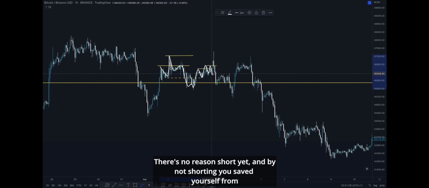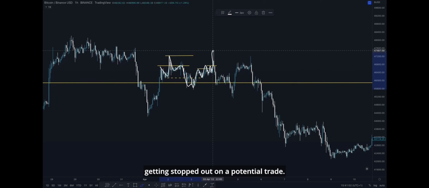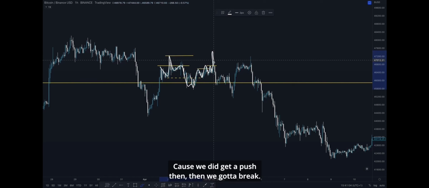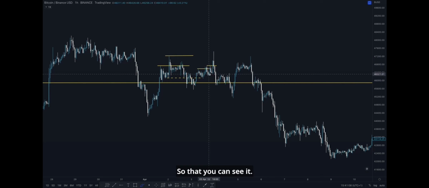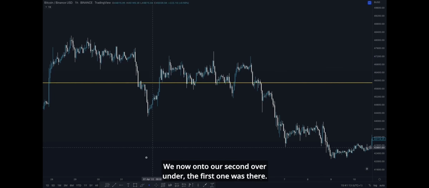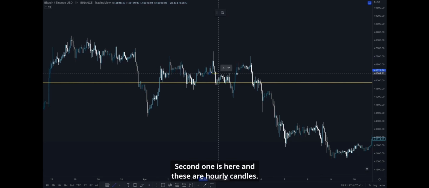And by not shorting, you saved yourself from getting stopped out on a potential trade, because we did get a push, then we got a break. All right, so that you can see it, we're now on to our second over-under. The first one was there. Second one is here. And these are hourly candles.